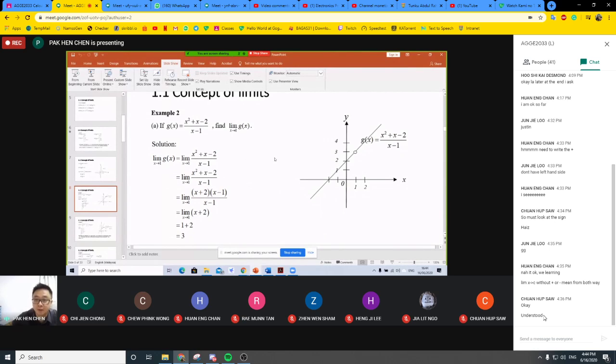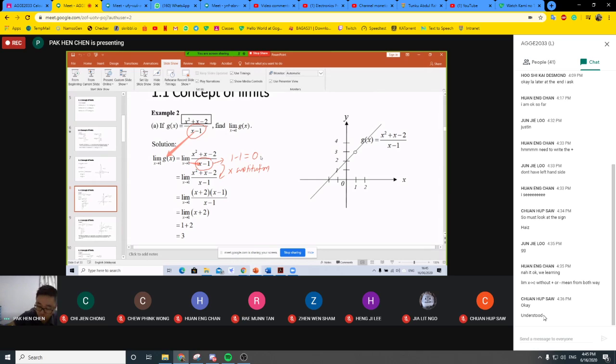For example 2 here, that will be a special function. It looks like a quadratic, but actually it has a factor of x minus 1 in the denominator. When we want to find that limit, we will try our first method, which is to substitute. When we substitute 1 into the denominator, we have 1 minus 1 equals 0, isn't it? When we have that situation, we cannot do substitution.